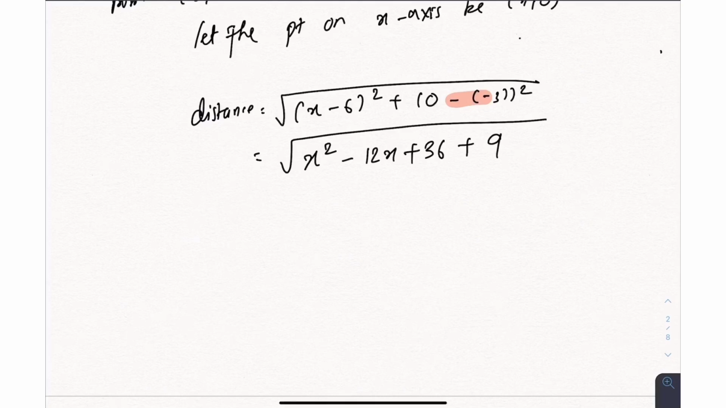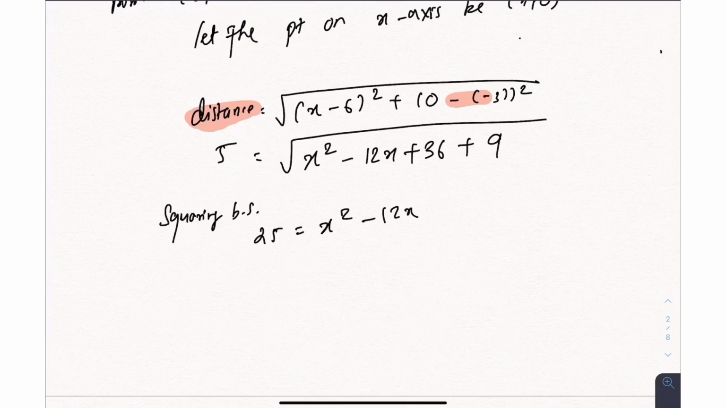One part is important. We already know the distance. Distance is given, na guys. The distance is 5. So now you have to remember one more thing. Whenever distance is given and you have to find coordinates, you have to always square both the sides. So the next step will be squaring both sides. We'll get 25 is equal to x square minus 12x plus 36 plus 9. What is 36 plus 9? 45. Yes, 36 plus 9 is 45.